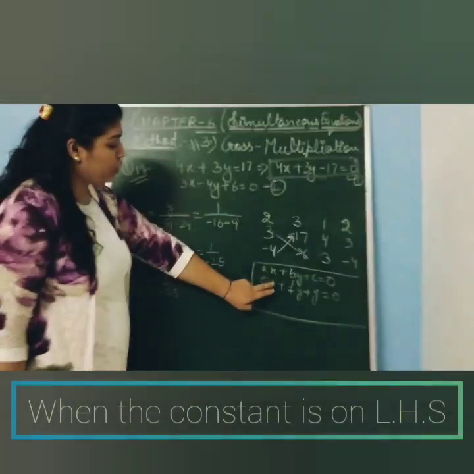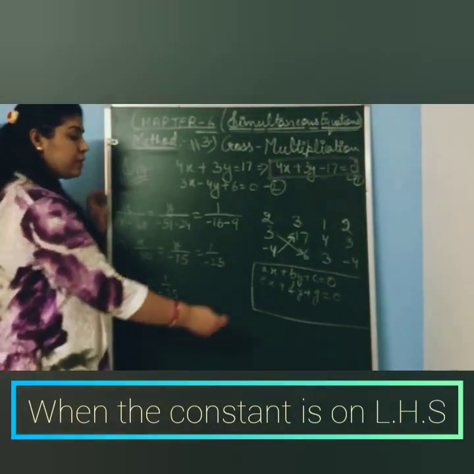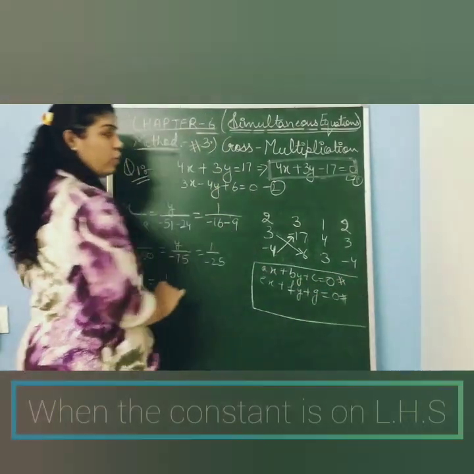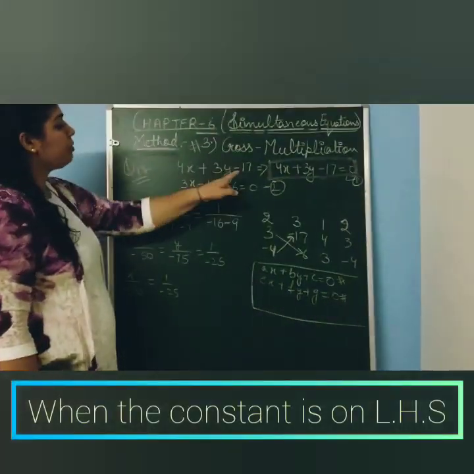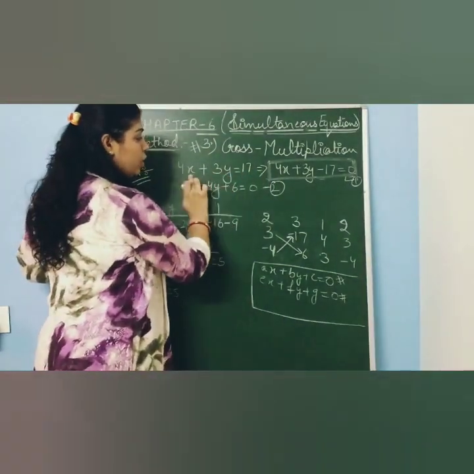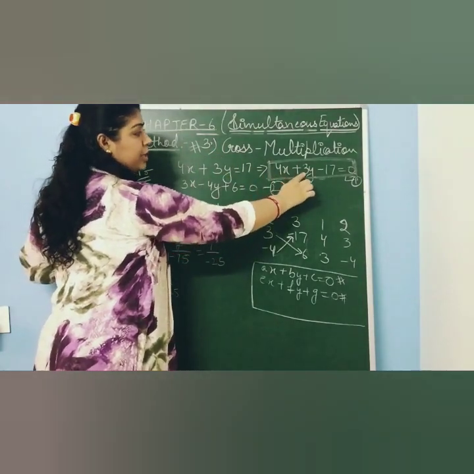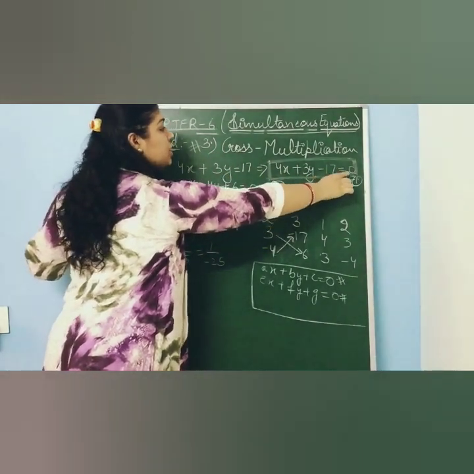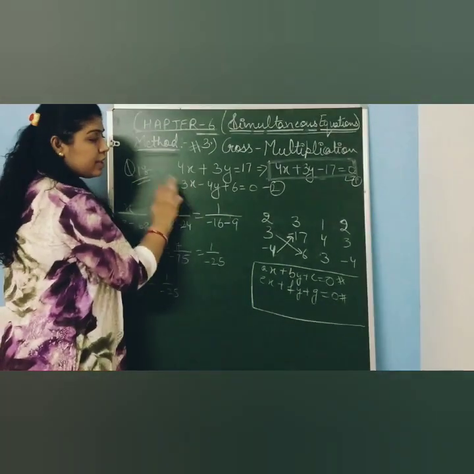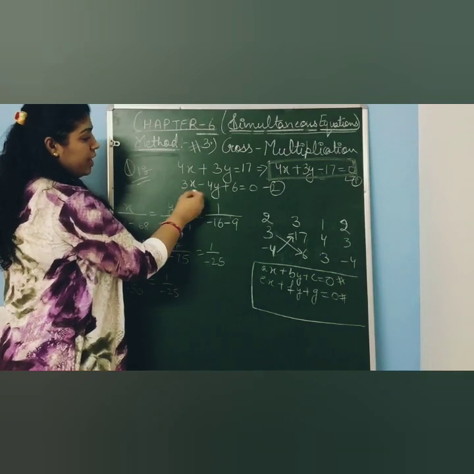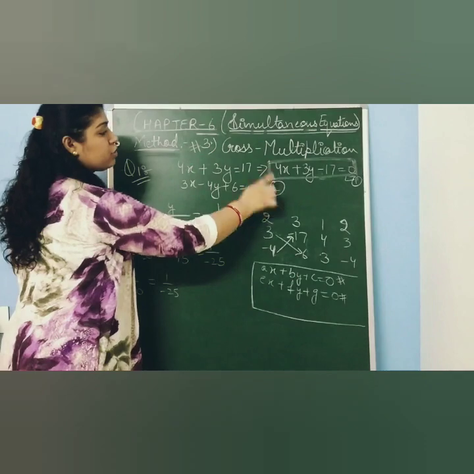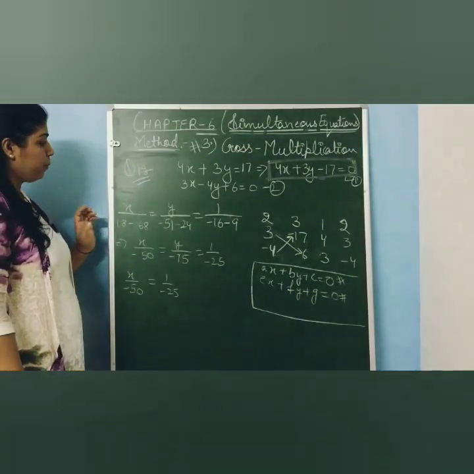The given linear equations must first be written in this form so that on the right hand side only 0 remains. See, in equation number 1, on the right hand side we have 17. So this equation implies 4x + 3y - 17 = 0, and consider this as equation number 1. In the second equation, 3x - 4y + 6 = 0, 0 is already on the right hand side. This is perfect. So consider this as equation number 2.